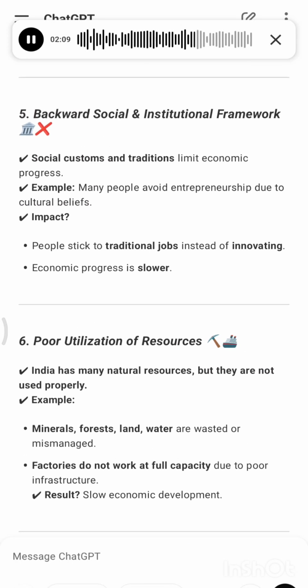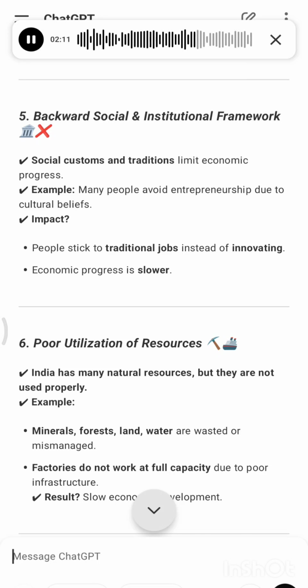6. Poor utilization of resources. India has many natural resources, but they are not used properly. Example, minerals, forests, land, water are wasted or mismanaged. Factories do not work at full capacity due to poor infrastructure. Result? Slow economic development.